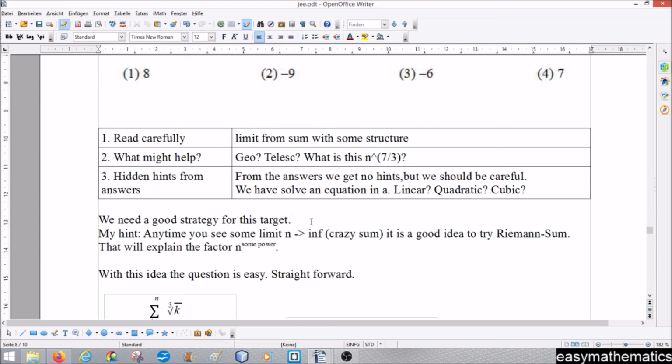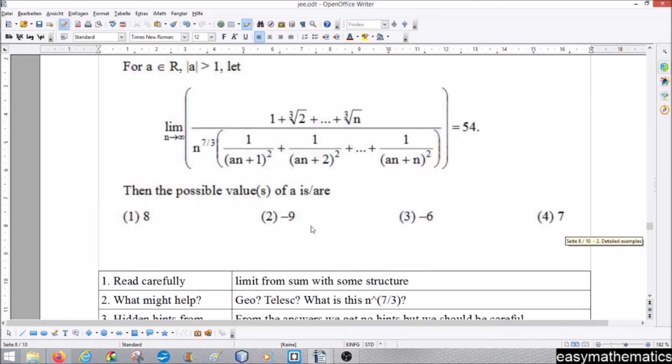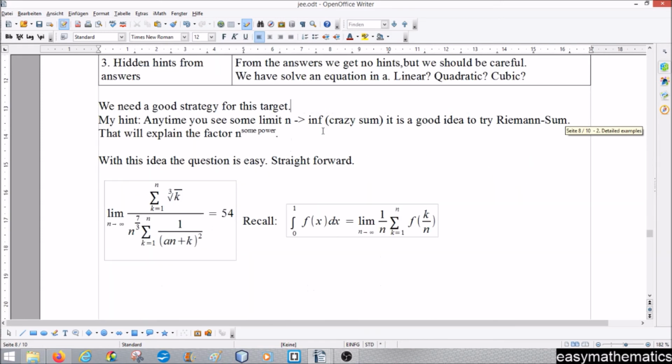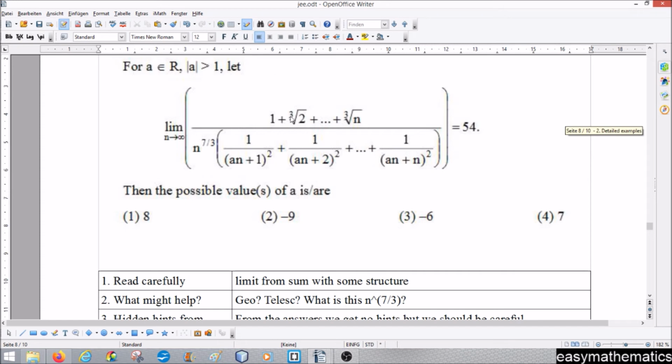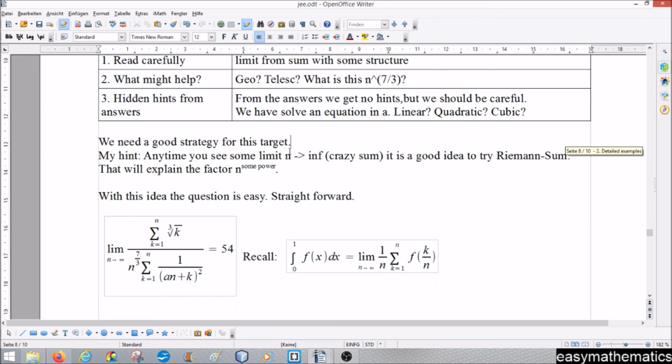So like I said, it's a good idea to try the Riemann summation. How do I come up with this? If you are experienced in such summations, it's a quite natural approach to try the Riemann summation. Okay, we make a small recall. So first we write numerator and denominator with the summation sign. It's more compact. Okay, so please make sure by yourself that this here is correct.